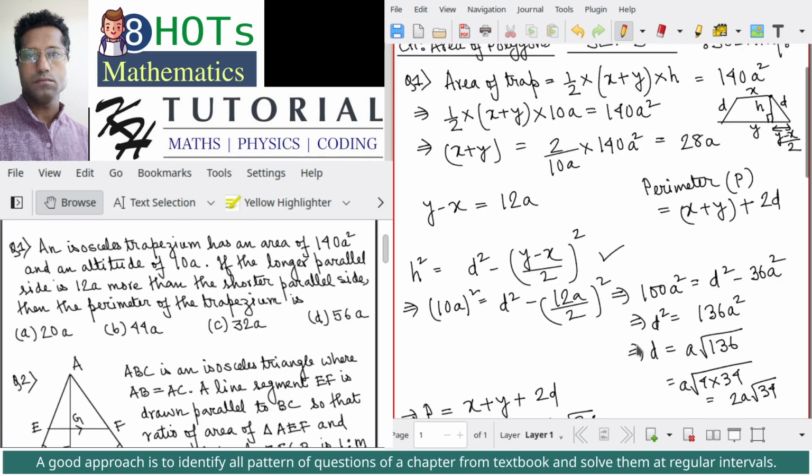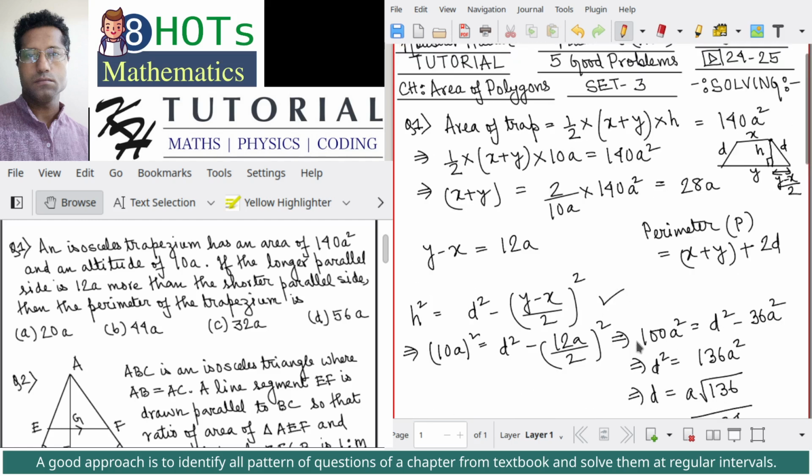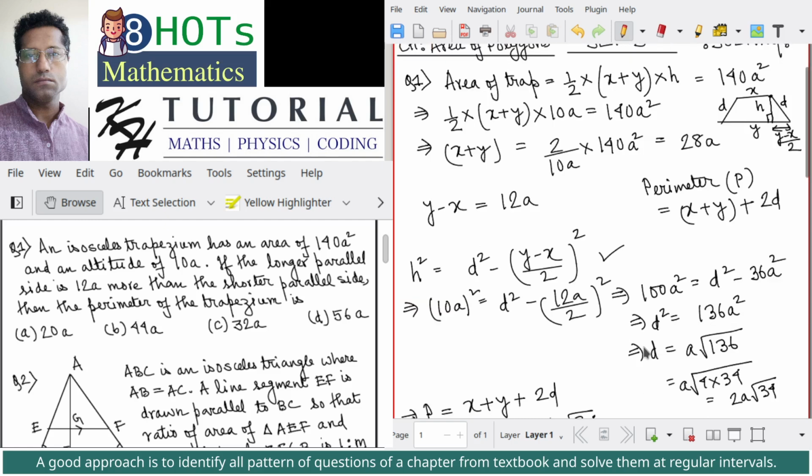The idea was how to find D, that is the length of each equal non-parallel side, from the given information. First you have to find x plus y, which we can easily find if the area of a trapezium is given and the sum of the parallel sides and the altitude are given. We can easily find x plus y, that is the sum of the parallel sides.